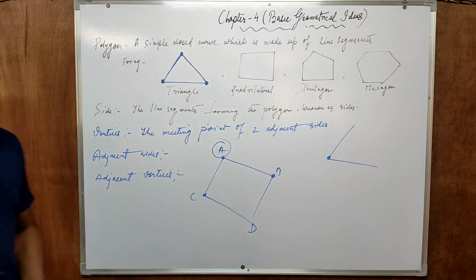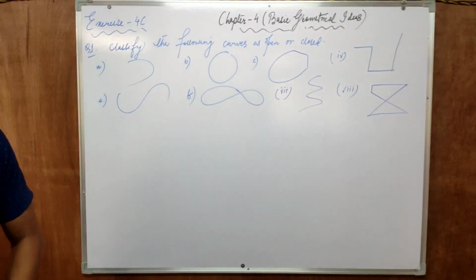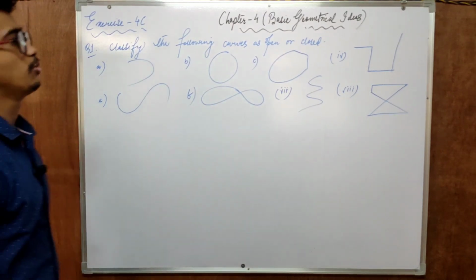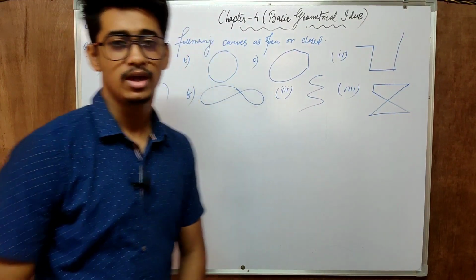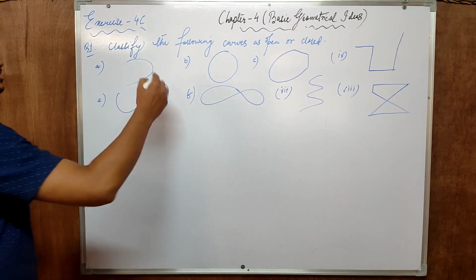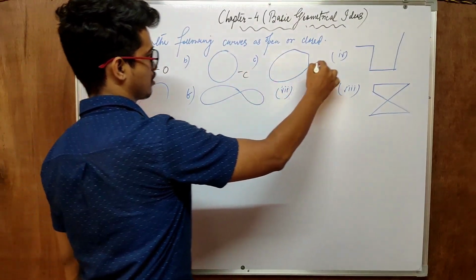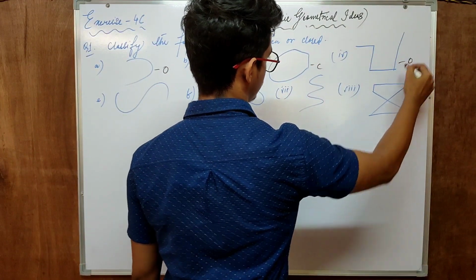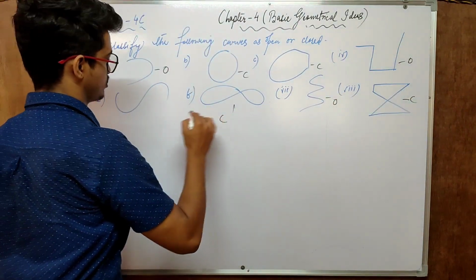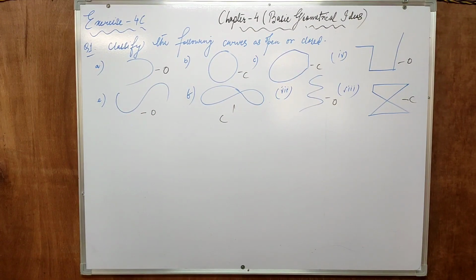So let's move on to solve the exercise of 4C. Here in question number 1, what exactly is it? Classify the following figures as open and closed. We know how to mark which one is open and which one is closed. So I just write down: this is open, this is closed, closed, open, this one closed, open, closed, open. So that is the answer of question number 1.